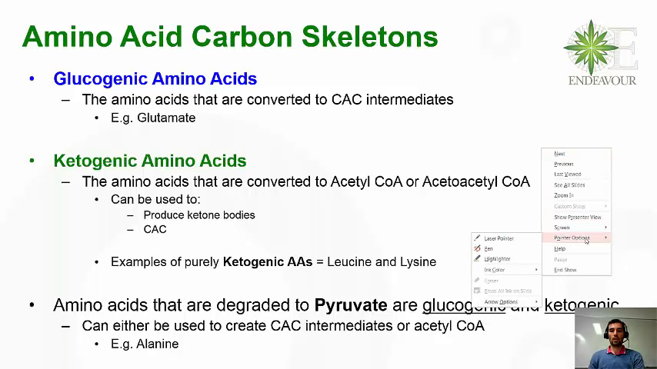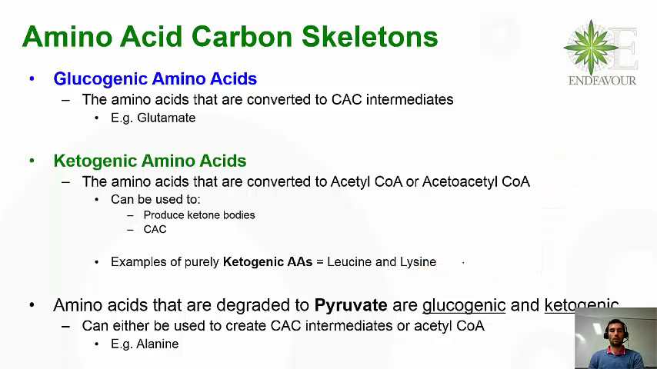So we've got these two different types of amino acids. These are the glucogenic amino acids and the ketogenic amino acids. Depending on whether the amino acid is glucogenic or ketogenic, this basically tells us what type of compound the amino acid will be after we remove its amino group. So the glucogenic amino acids are those that are able to be broken down and converted into our citric acid cycle intermediates.